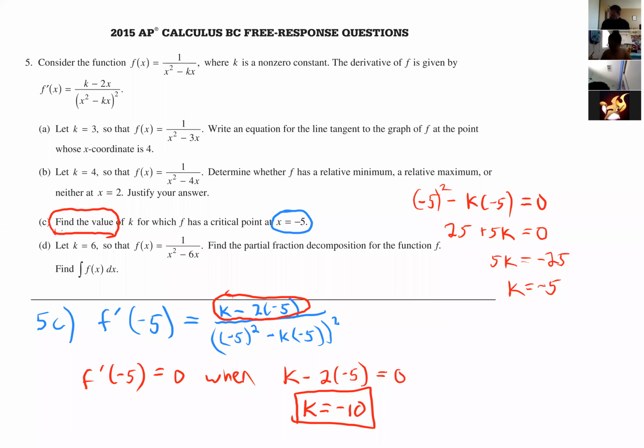Yeah, critical values, I'm reading, it says where the derivative is 0 or undefined. But I think because it says critical point, it has to be an actual point. So that's the key word. So critical point means only consider where the derivative is 0.